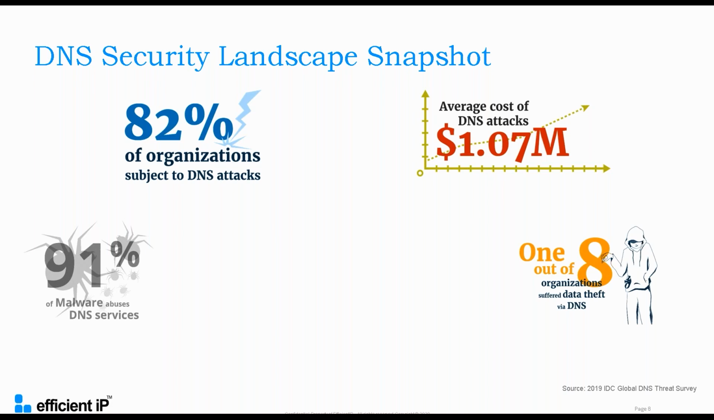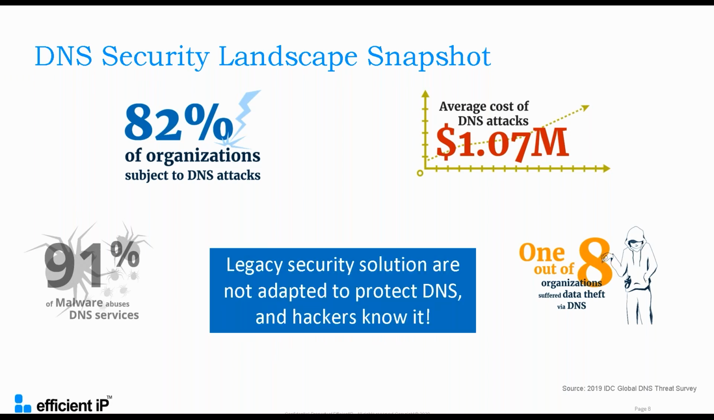1 in 8 organizations suffers data theft by DNS directly. So this will be by exfiltration, typically people using low-level type attacks to steal the secrets of the business by a protocol that's potentially not being watched. And this is all happening because legacy security solutions are not adapted for DNS, and as we say, the hackers know it.